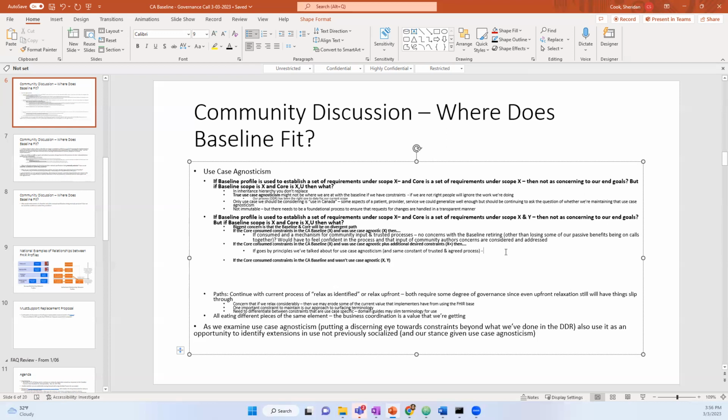Are there other considerations here, or do our feelings change in any way because of this piece, if this and this are met, principles and process? Randy, Elliot, others?